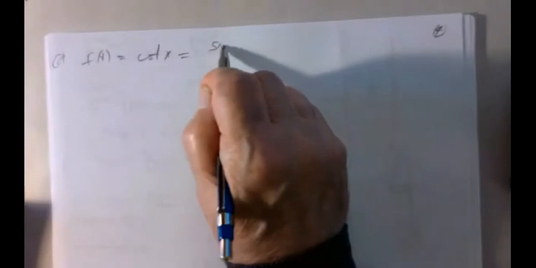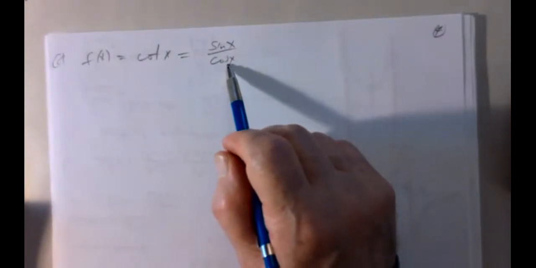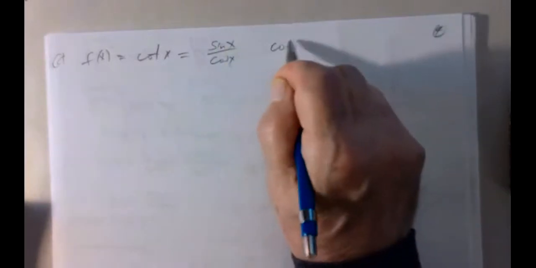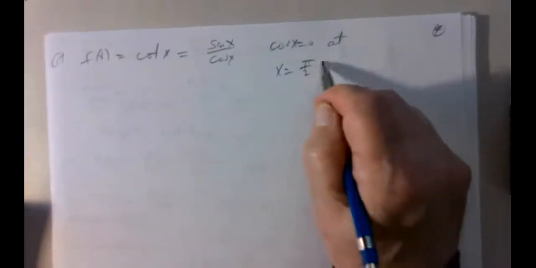The third part of this example is f of x equals the cotangent of x. You have to remember the definition of the cotangent. It's sine of x over cosine x. And this has a vertical asymptote wherever the denominator is 0. Cosine x equals 0 at x equal to pi over 2, 3 pi over 2, 5 pi over 2, plus any multiple of pi, positive or negative.